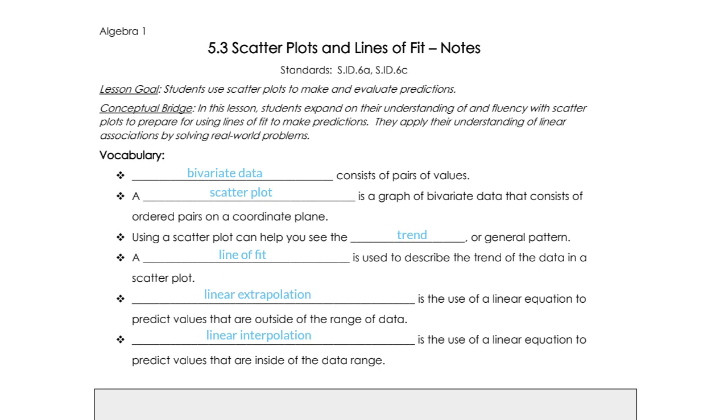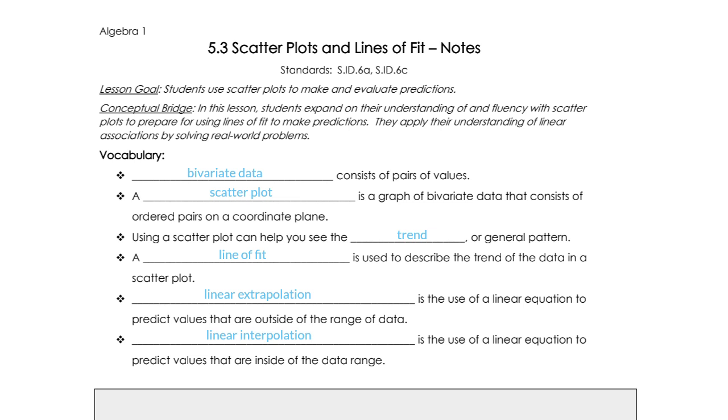For this video, we will be talking about section 5.3, which is scatter plots and lines of fit. To start, we have some vocabulary here, actually quite a bit of vocab. Our first vocab word is bivariate data. This consists of pairs of values. A scatter plot is a graph of bivariate data that consists of ordered pairs on a coordinate plane.